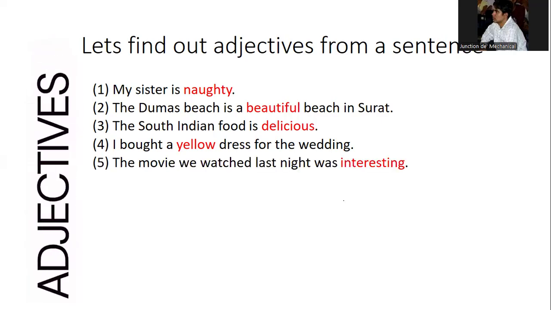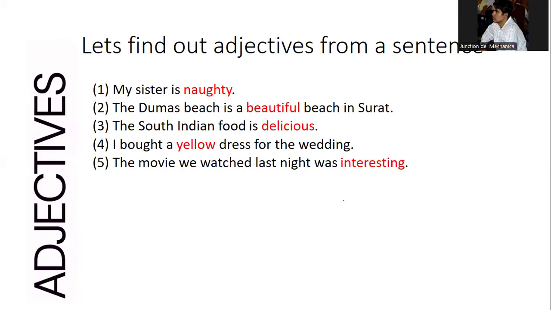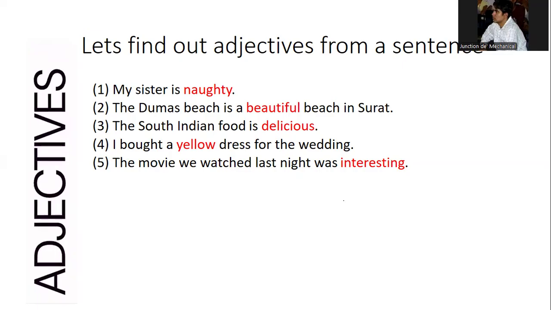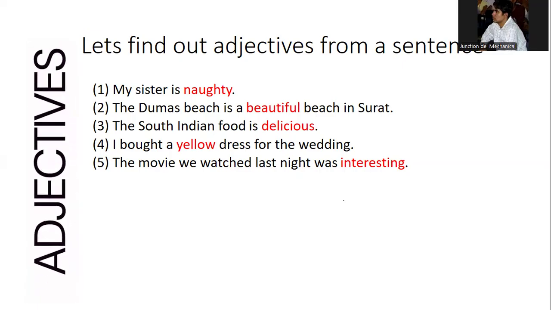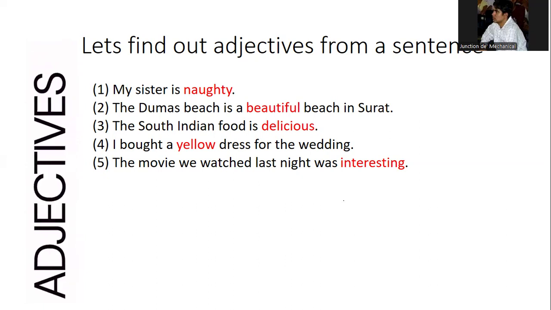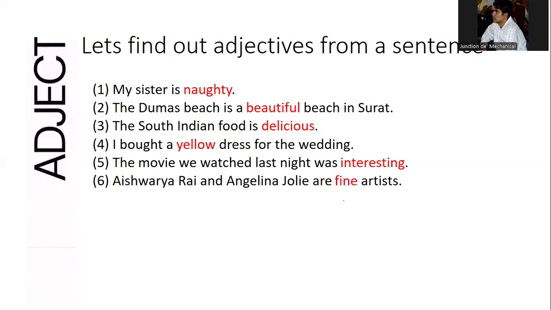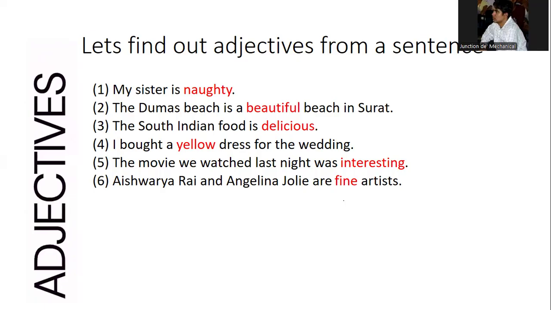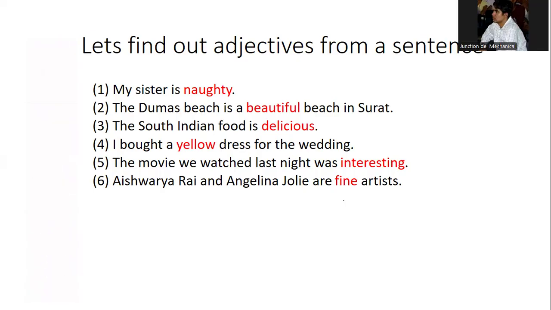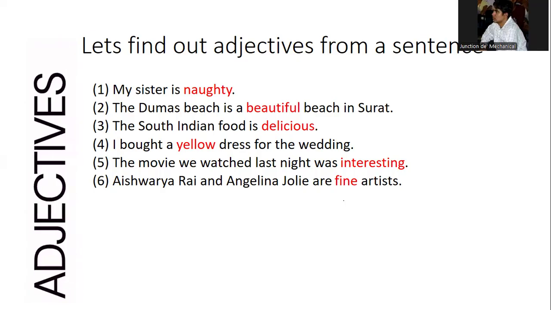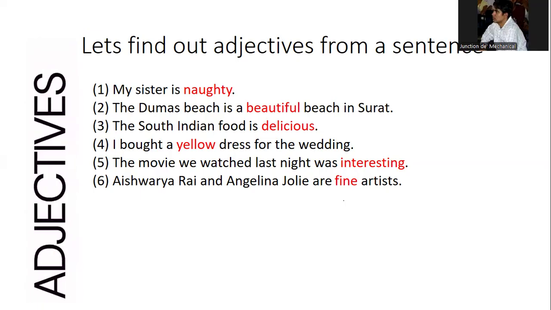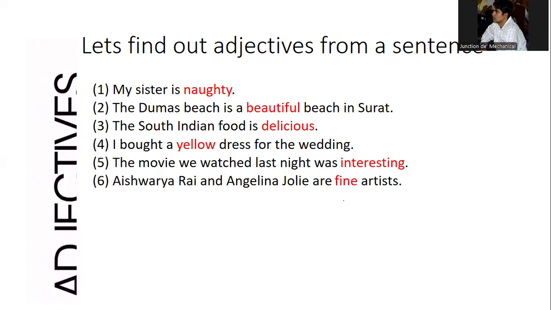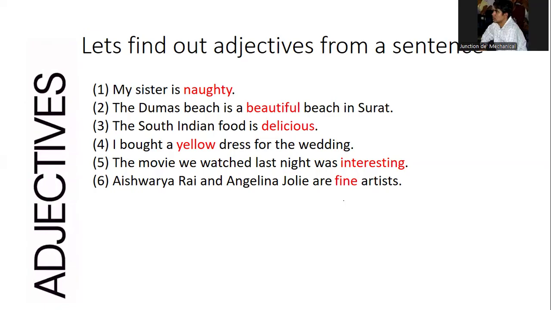The movie we watched last night was interesting. Okay, so the movie can be a boring movie, an interesting movie, right? So here the detailed version of movie is that it was an interesting movie. Aishwarya Rai and Angelina Jolie are fine artists. So they are the artists, but what kind of artists are they? Give me more detail, right? So they are the fine artists. So fine is an adjective.